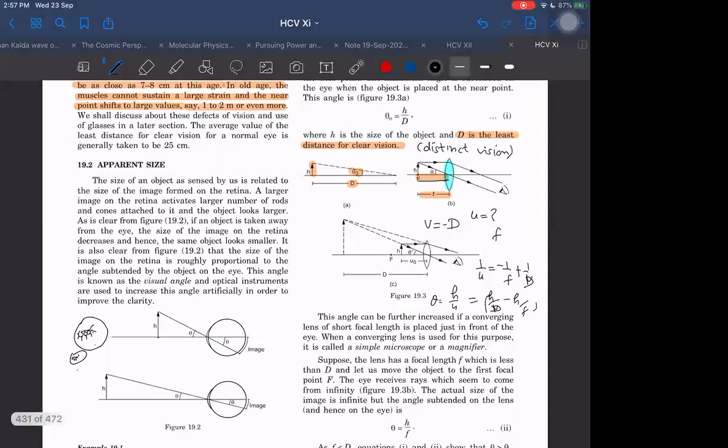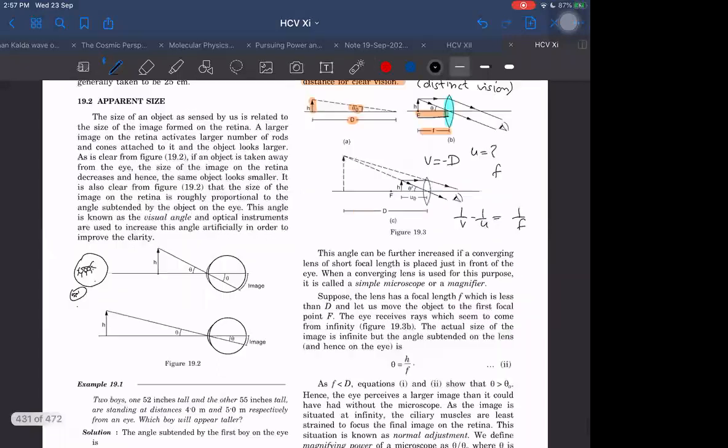Let me check that also. Let me do it properly because otherwise everything will become wrong. 1 by v minus 1 by u is equal to 1 by f. U is unknown. Okay. But I know magnitude wise u will be negative. So let me write it magnitude wise only. U will be negative magnitude wise. I will write it as 1 by mod u. V is minus d. And 1 by mod u will become equal to 1 by f plus 1 by d, I think. Right. It will be 1 by f plus 1 by d.